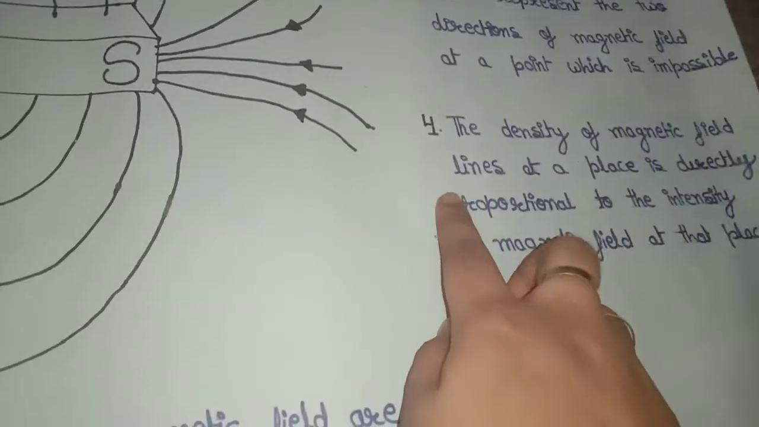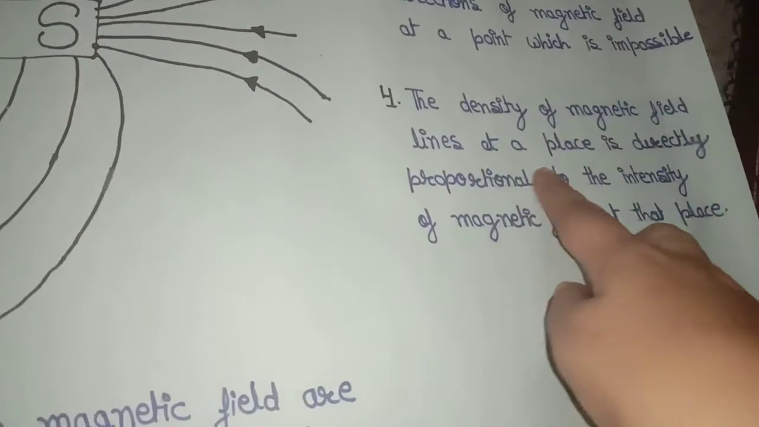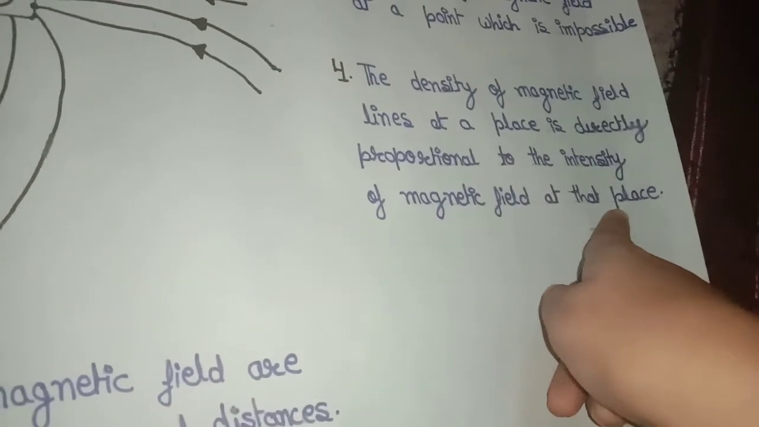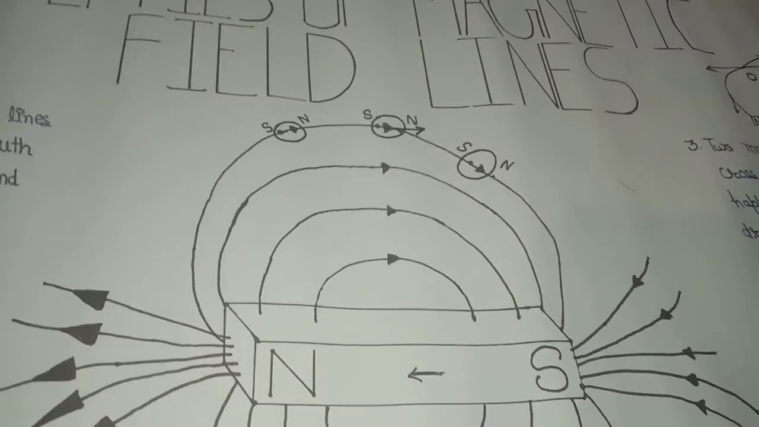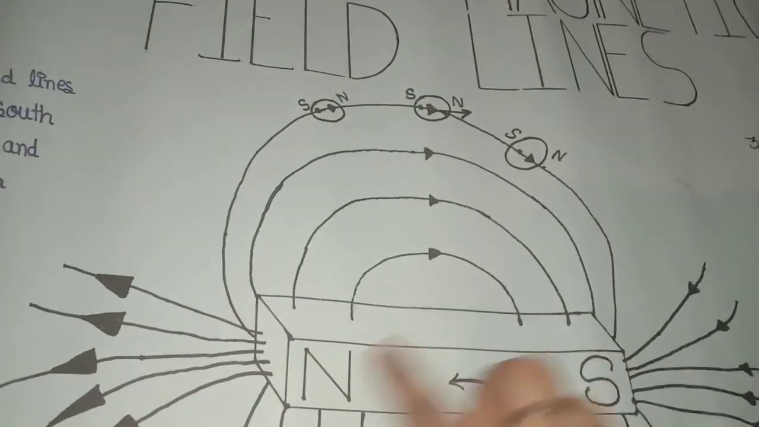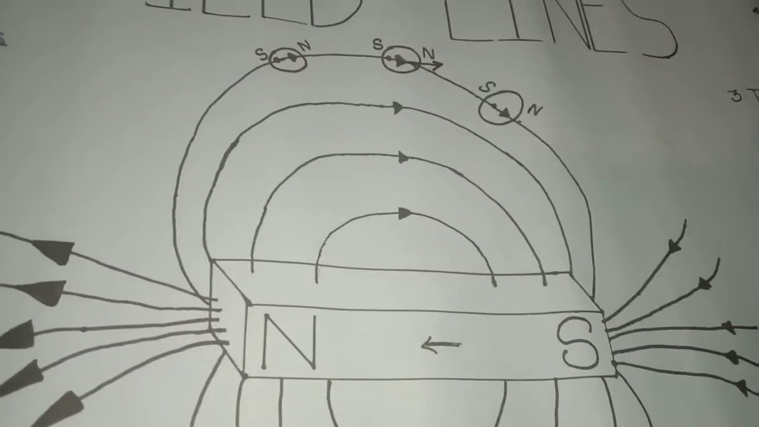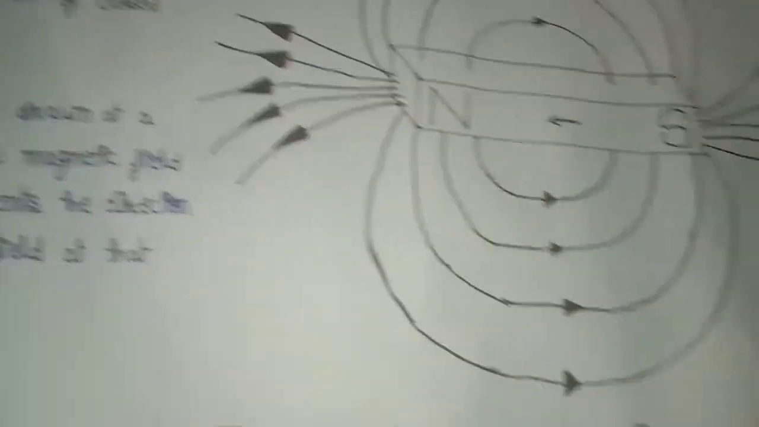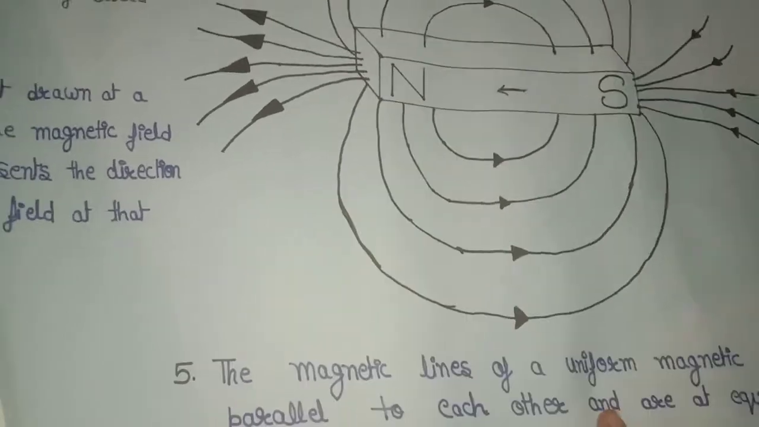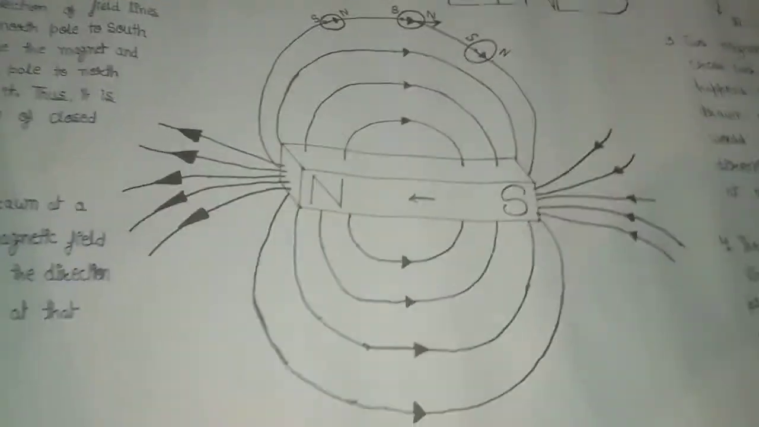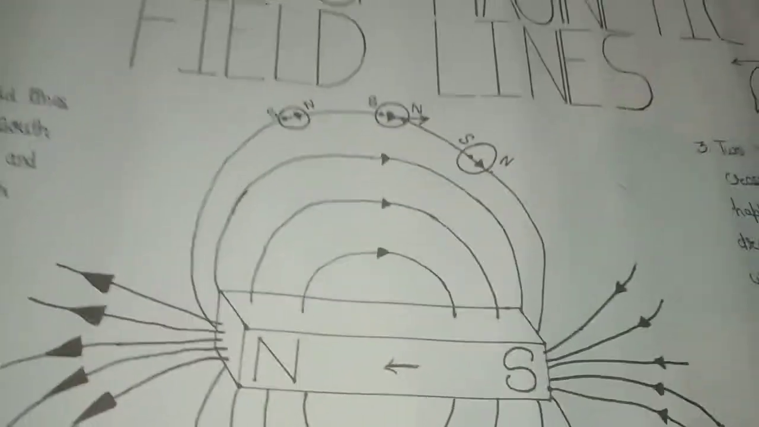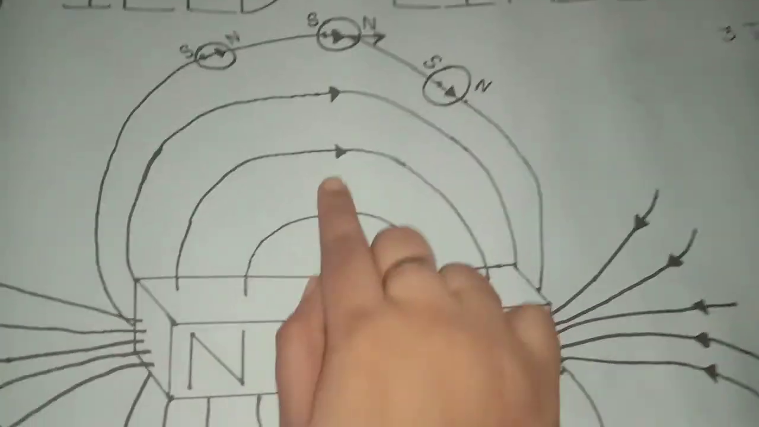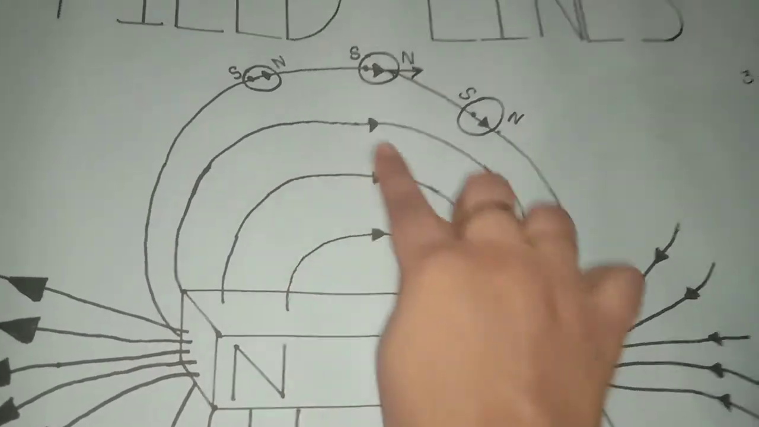And the fourth point is, the density of magnetic field lines at a place is directly proportional to the intensity of that place. So where there are maximum lines, there will be maximum intensity of that magnet. And the fifth point, the magnetic field lines of a uniform magnetic field are parallel to each other at equal distances. This means in a uniform magnetic field the lines are parallel and have equal distances throughout.